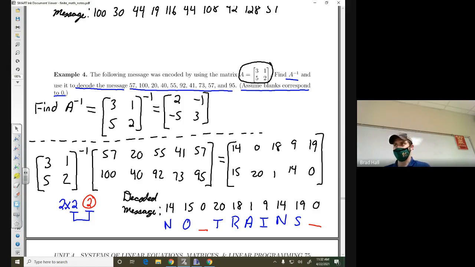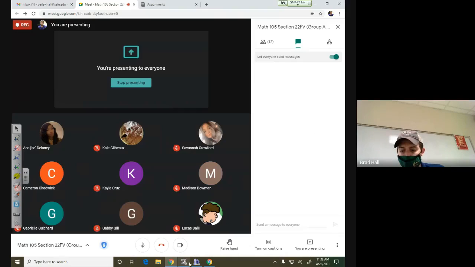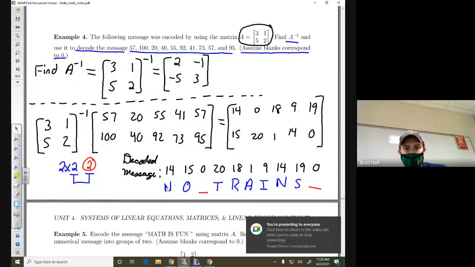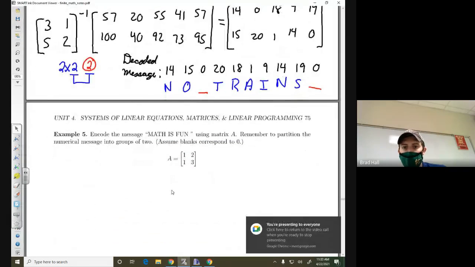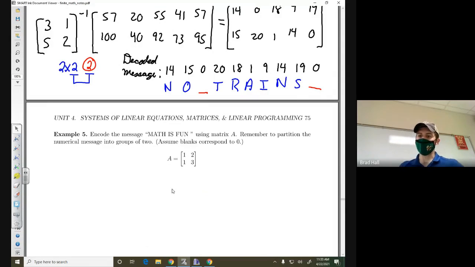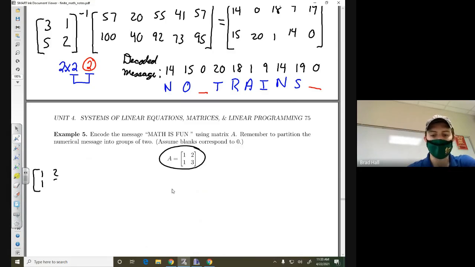Does anyone have any questions before we look at the next example? If not, let's move on to example 5. Encode the message math is fun using matrix A. So they give us an encoding matrix, and we need to multiply that by the message converted to, ultimately to numbers.